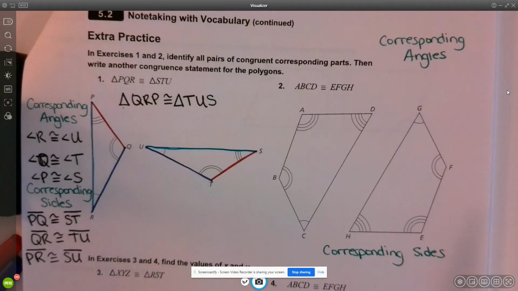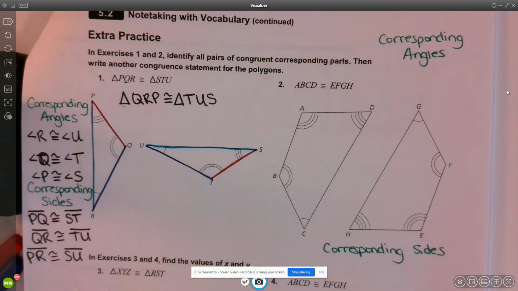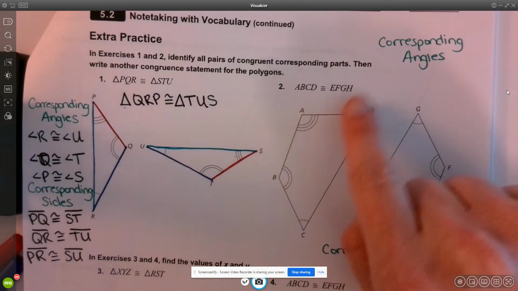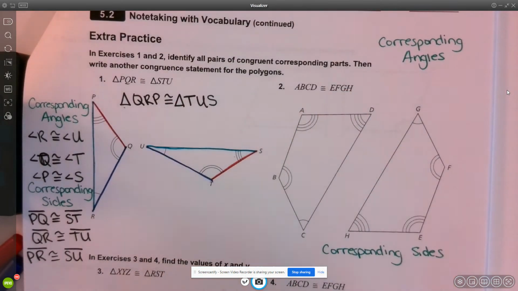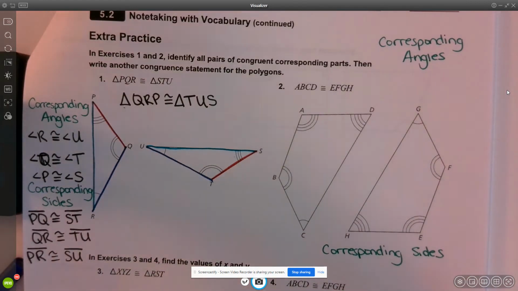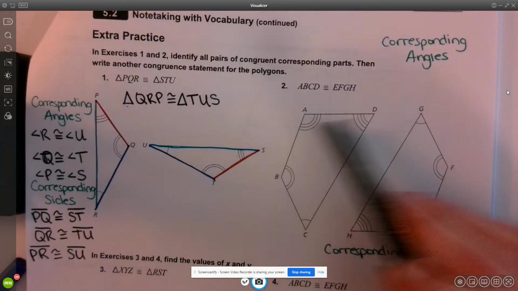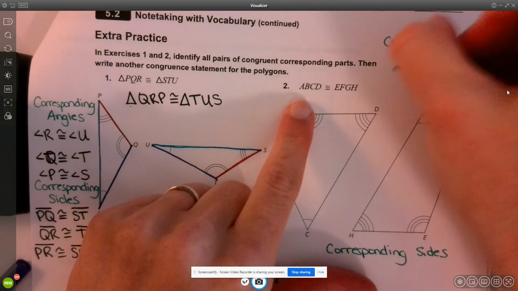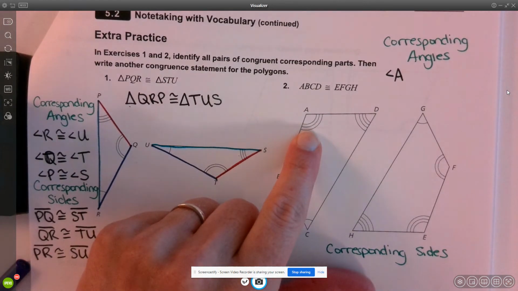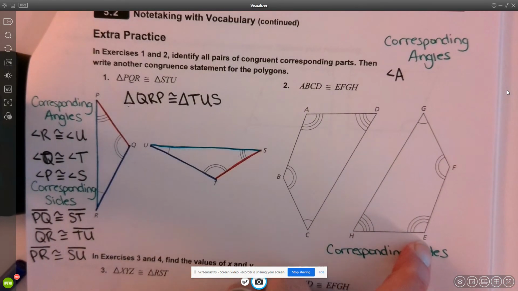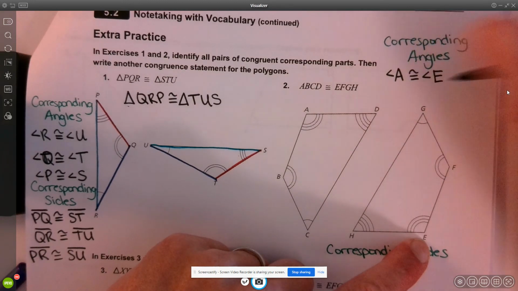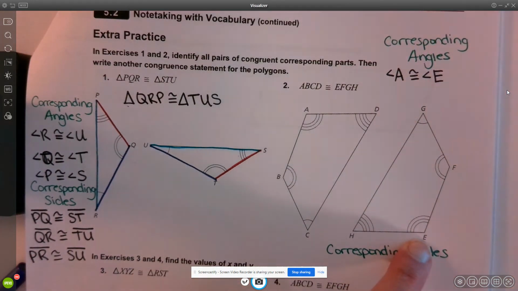We can do the same thing with these quadrilaterals in number 2. They don't have to be triangles. So it tells us quadrilateral ABCD is congruent to quadrilateral EFGH. I'm going to use the arcs to name the corresponding angles. So angle A has 3 arcs. It corresponds to angle E because angle E also has 3 arcs. So angle E is congruent to angle A.